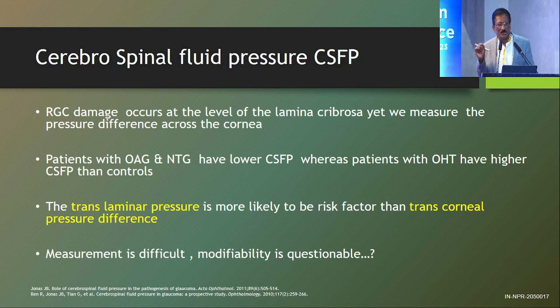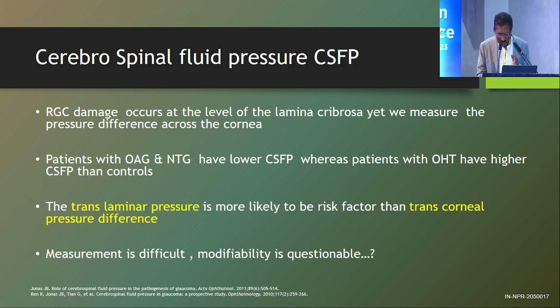So, cerebrospinal fluid pressure, of course, is very difficult to read, and its modifiability is questionable. Patients with open angle glaucoma and normal tension glaucoma have a lower CSF pressure, whereas patients with OHT have a higher CSF pressure than controls.